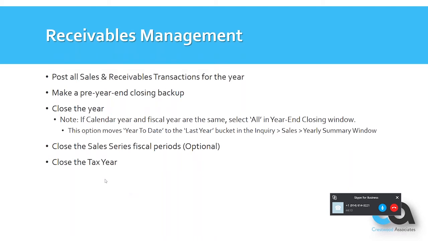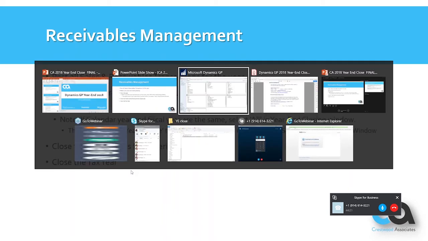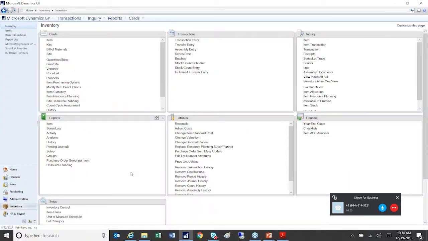Okay, so just like inventory, we'll jump over to GP for a moment so we can look at some of these steps. At this point, you've posted all of your transactions for the year and you've made a backup, so now we're ready to move forward. I'll point out a couple of the windows just so you're familiar with what I mentioned with the date sensitivity and everything.